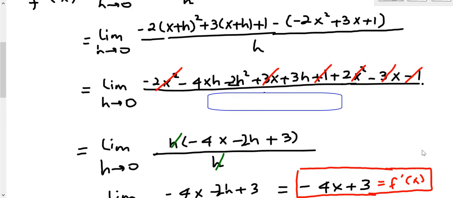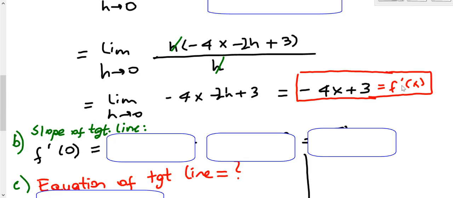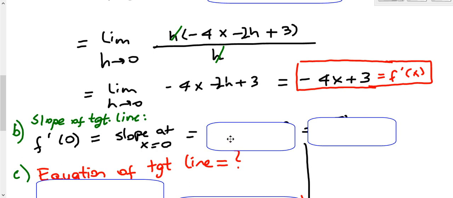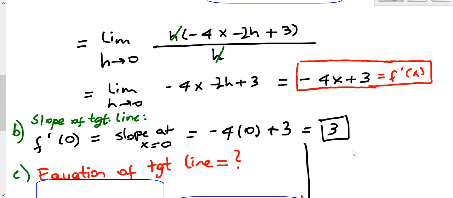In part B, they want us to find the slope of the tangent line at 0, so I'm going to plug in a 0 in the above. So f prime of 0 will give us a slope at that point, which is negative 4 times 0 plus 3. That's 3. So that's our slope.